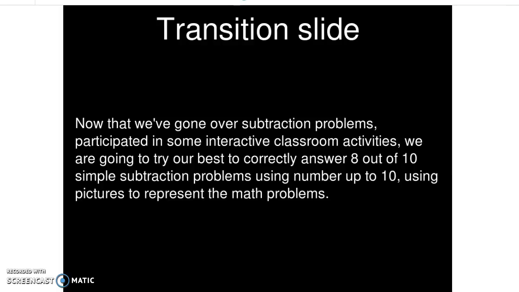I would tell students that now that we've gone over subtraction problems and participated in interactive classroom activities, we are going to try our best to correctly answer 8 out of 10 simple subtraction problems using numbers up to 10. And obviously using the pictures to represent the math problems as well, because that is the main point of the lesson.